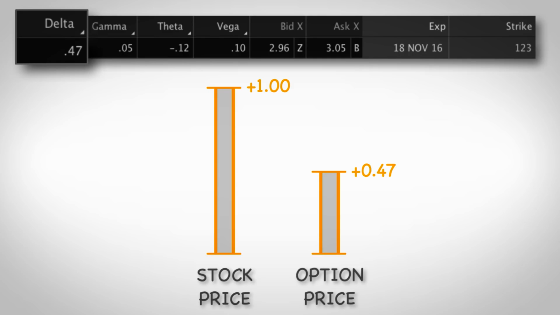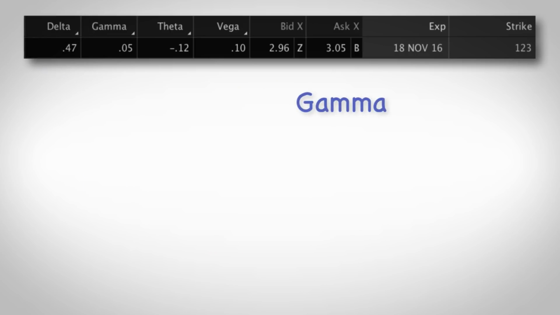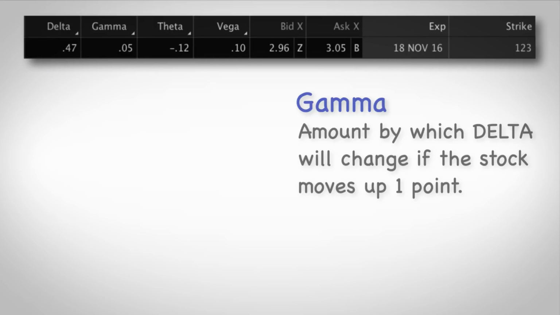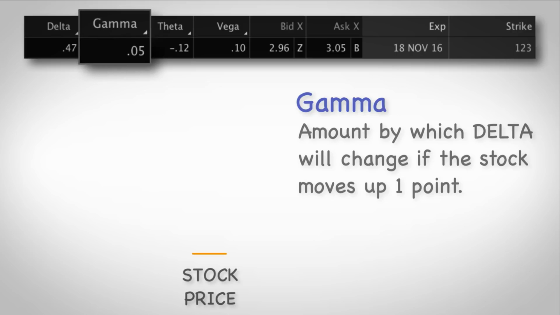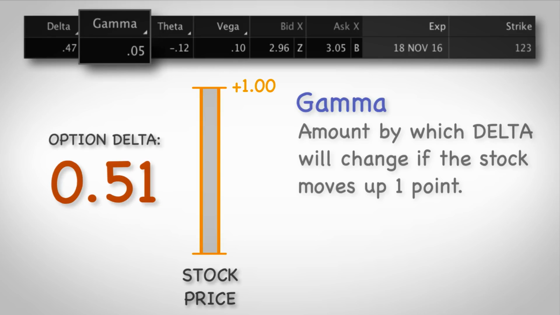Simple enough. Delta is the amount by which an option will change in value if the stock goes up 1 point. Now here's the thing about delta. It is not a fixed number. As the stock moves around, delta will actually change, and it will change by the value of gamma. Let's talk about gamma. Gamma is the amount by which delta will change if the stock moves up 1 point. So for this option, you can see the gamma is 5 cents. What this means is if the stock goes up 1 point, then the delta, which is currently at 47 cents, will increase by 5 cents. So the delta would go from 47 cents up to 52 cents.